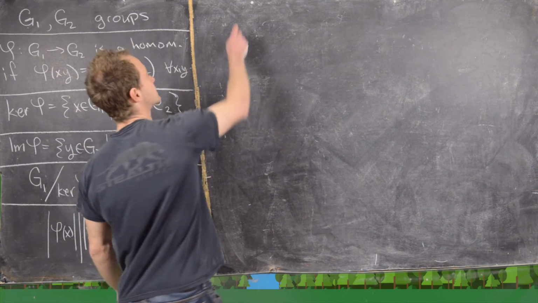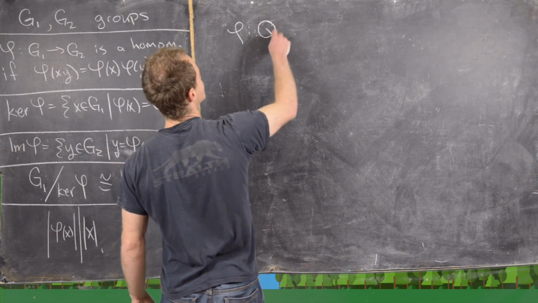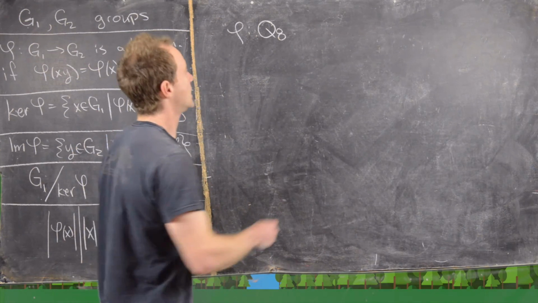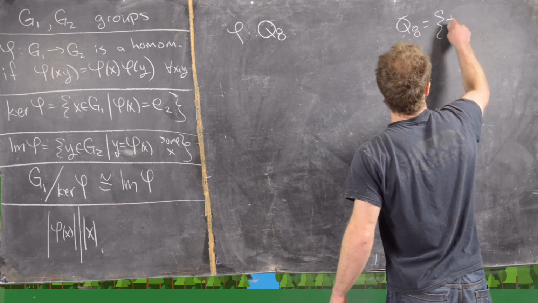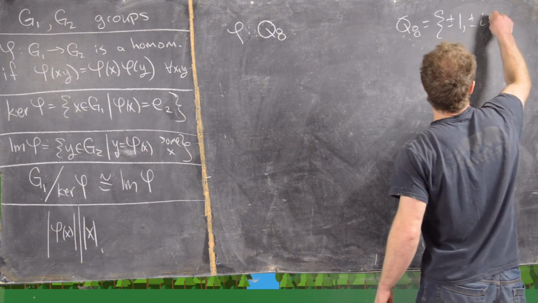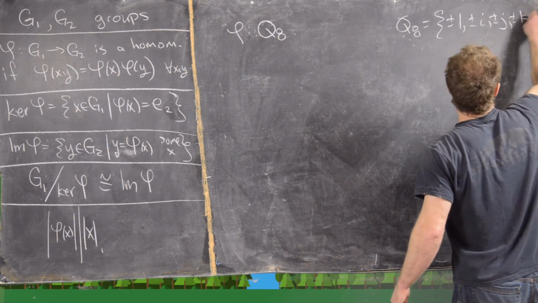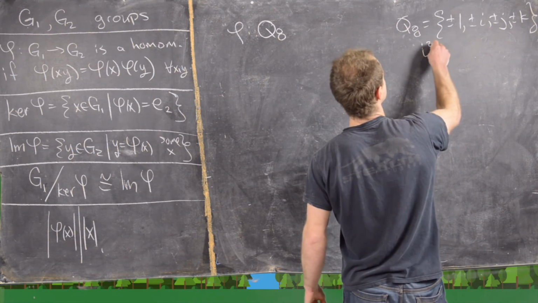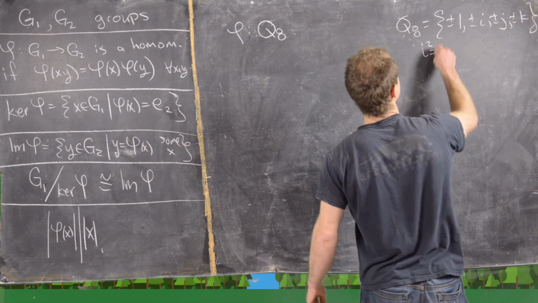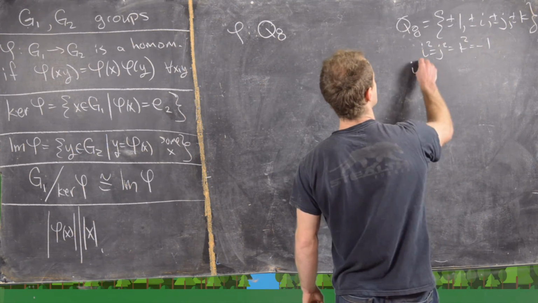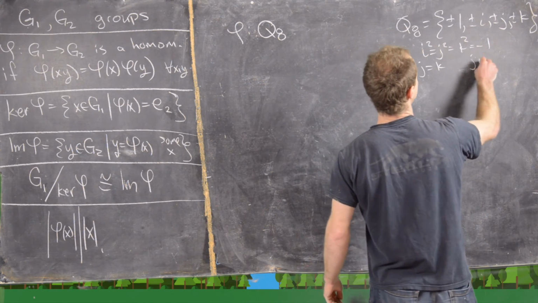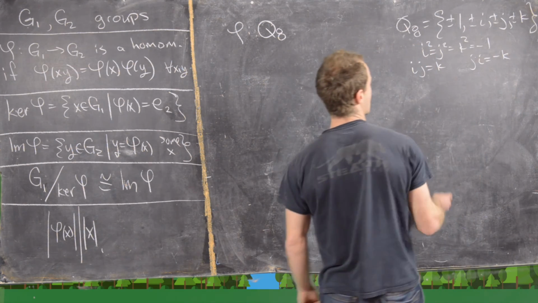Okay, so now let's look at a map from the quaternions. So recall that the quaternions are made up of all the numbers plus or minus 1, plus or minus i, plus or minus j, and plus or minus k. And we have rules like i squared equals j squared equals k squared equals negative 1. i times j equals k. j times i equals negative k.